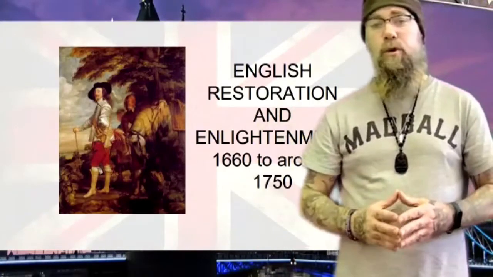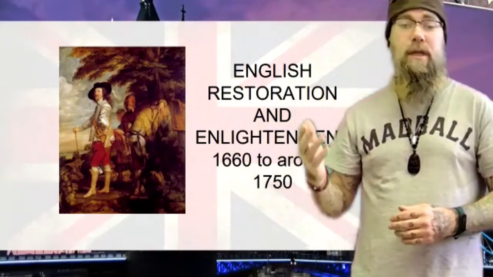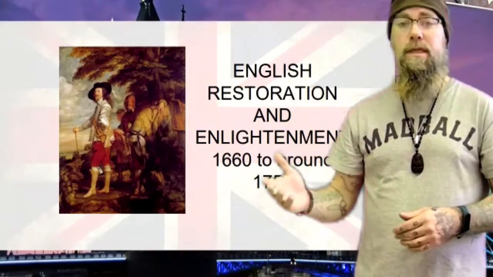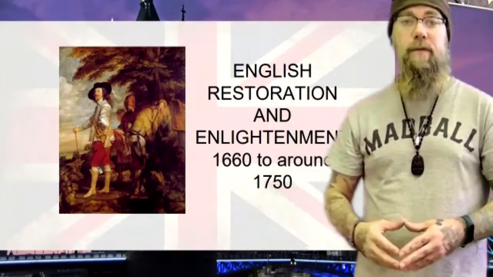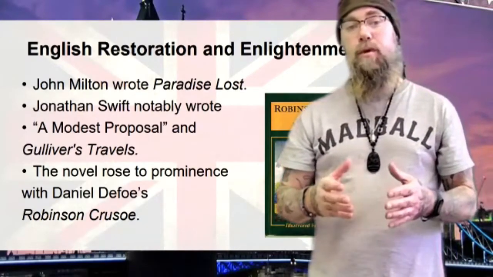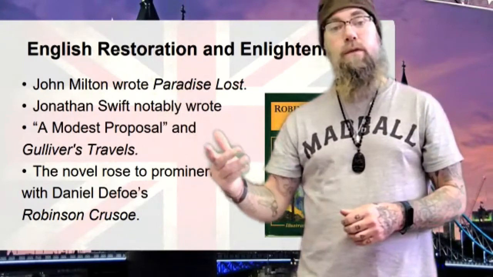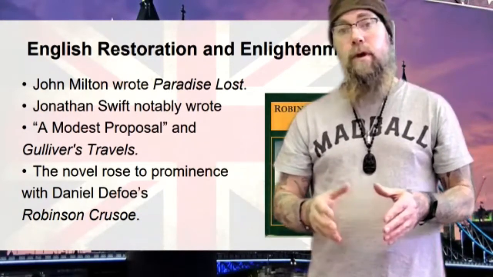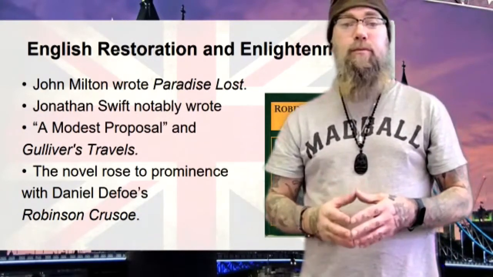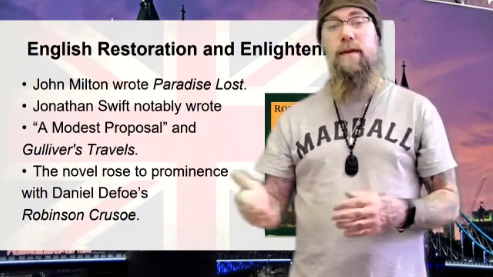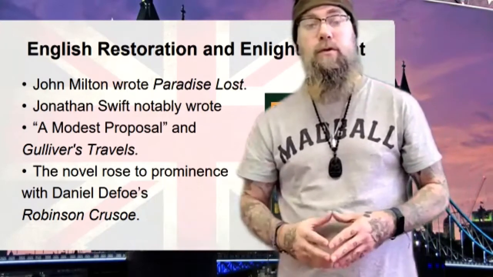The next time period in British literature is called the English Restoration and Enlightenment. This occurred from the years 1660 to around 1750. During the English Restoration and Enlightenment period, John Milton was a famous writer who wrote Paradise Lost, and Jonathan Swift writing Gulliver's Travels. The literary novels we know today definitely gained prominence during this era. One of the most famous was Daniel Defoe's Robinson Crusoe.